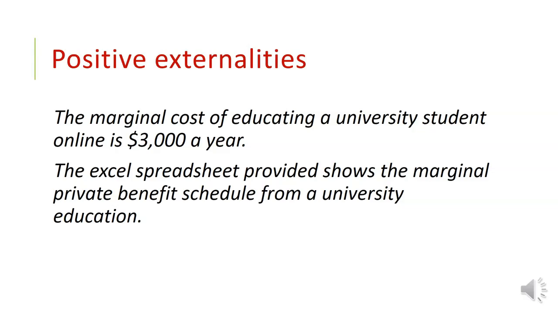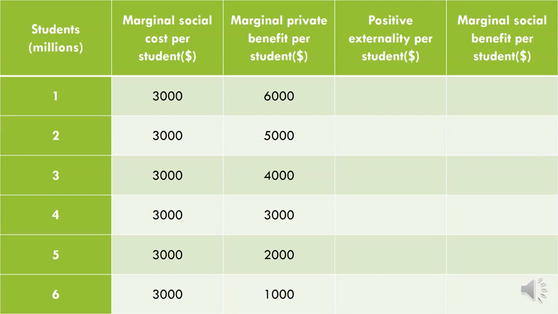So let's say that the marginal cost of educating a university student online is $3,000 a year. All the numbers we're going to look at here are just funny numbers, they're not realistic numbers. You should probably add a 0 to the end of that to get a more realistic number. Anyway, the Excel spreadsheet provided shows the marginal private benefit schedule from a university education. Alright, so here's our table.